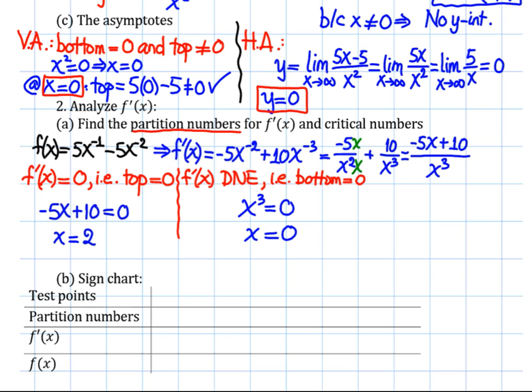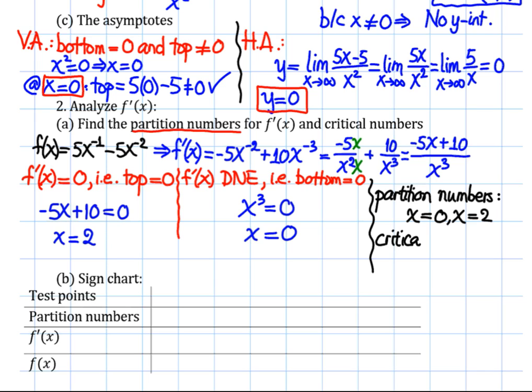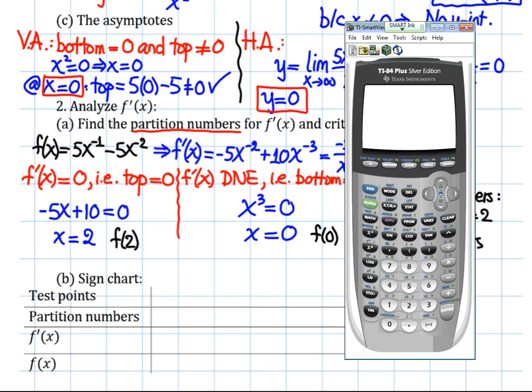So let's write a summary here. Partition numbers: x equals 0, x equals 2. Now let's find the critical numbers. A critical number is where the function has to be defined. So for that, we will evaluate the function at 2 and the function at 0. Right. So when x equals 2, I'll use a calculator here. y equals, for x equals 2, enter the function 5x to the negative 1.